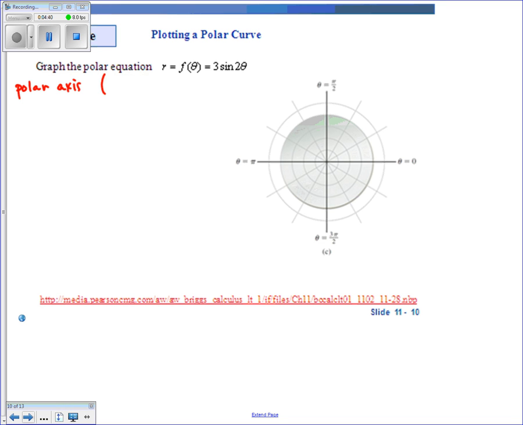And to do that, I'm going to replace theta with negative theta. So my equation then is going to become r equals 3 sine of negative 2 theta. Put negative theta where the theta is. Well, the sine function is an odd function, so this is the same thing as negative 3 sine of 2 theta, which is not the same value. So we actually get a negative r when you replace theta with a negative theta.